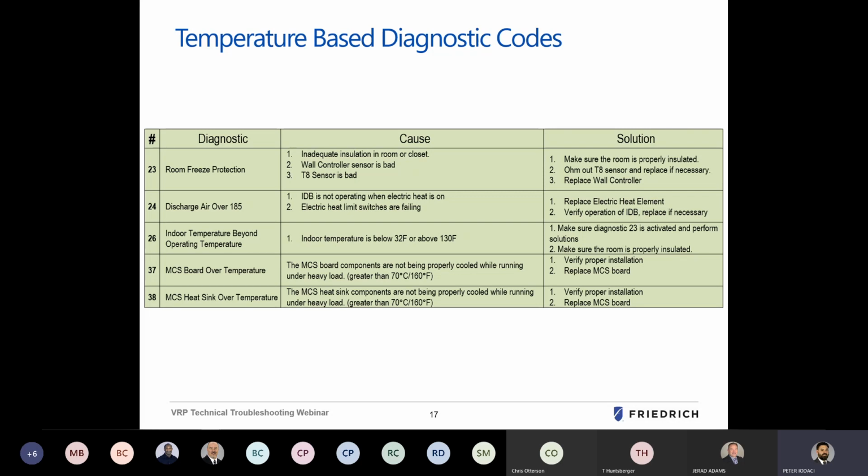So it's telling us that if you get an error code 26, the indoor temperature is below 32 degrees or above 130. Obviously, if we're standing inside a room and it's 70 degrees and it's 90 degrees out, and we're getting an error code 26 right off the bat, we could almost say that there's something going on with the sensor or the board, and we definitely want to check those out.